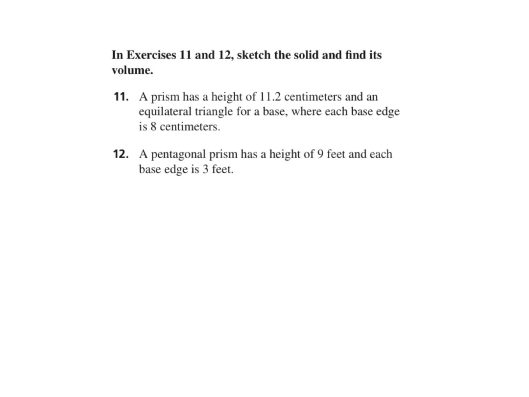Okay, number 11, sketch the solid and find its volume. So we have a prism that has a height of 11.2 centimeters, an equilateral triangle for the base. So that means every side is the same. All the angles are 60, 60, 60. Now each base edge is 8 centimeters, so this is 8. All right, so the height of this prism is 11.2.